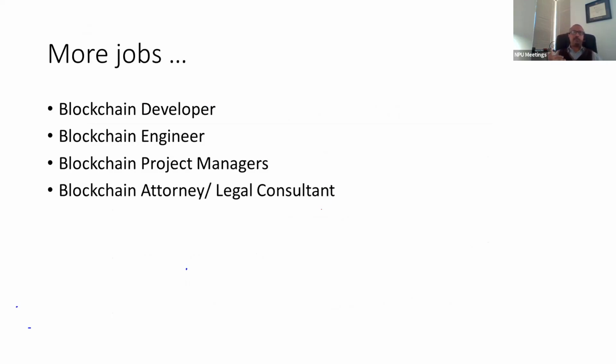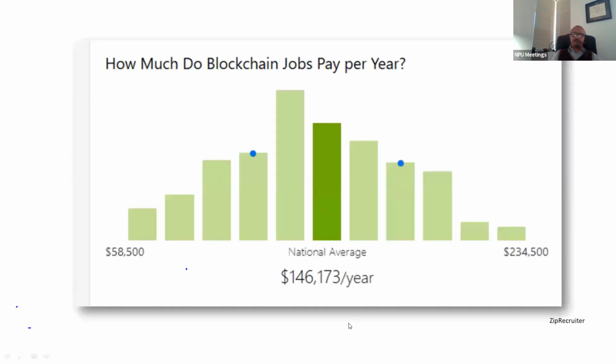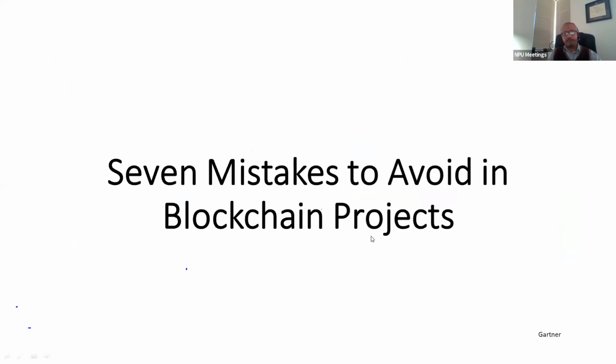That should come from somebody who understands the law, and all the different scenarios to be covered in that smart contract. Average salary for a blockchain developer is about 146,000. That's the average, and it goes all the way up to 234,000. And of course, 58,000 is the beginning, as an intern.